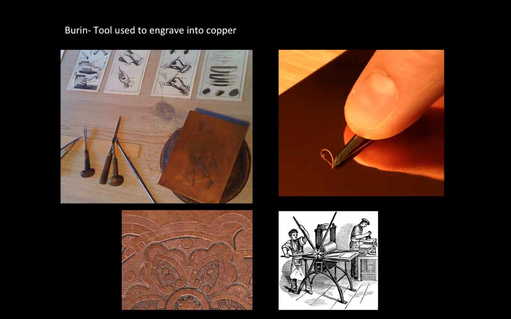A burin is used to engrave copper, which is like a chisel, but it's filled in so that it's stronger. And then you can see, because the image is down into the plate, more pressure is required to print an engraving. And on the right you have an image of what it looks like to actually print an engraving on a printing press.